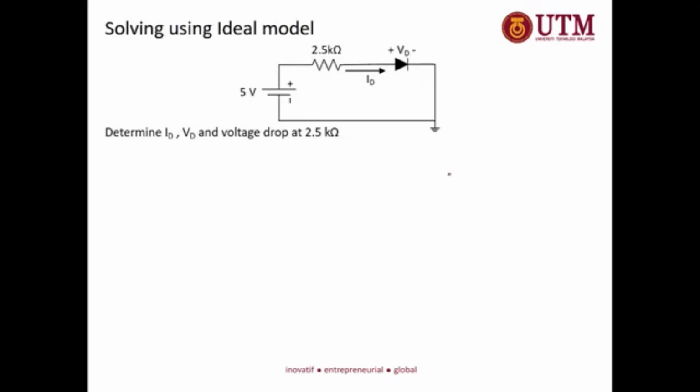Okay, let's say we solve the previous question using the ideal model. The circuit is the same. We have the 5 volt source connected with 2.5 kilo ohm, connected in series with a diode. This is a silicon diode. First, when you are solving using the model, you need to identify whether this diode is forward biased or reverse biased, because you want to make a decision whether you want to replace the diode with a short circuit or an open circuit.